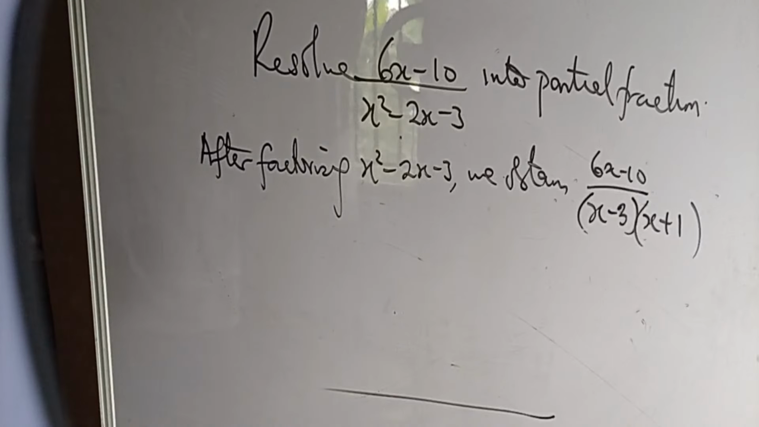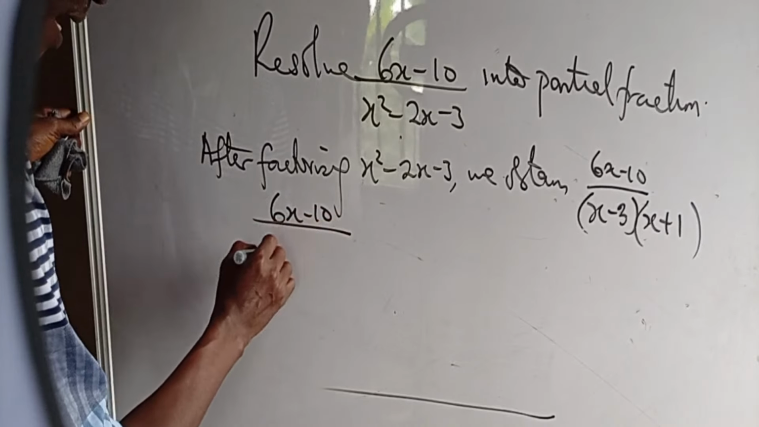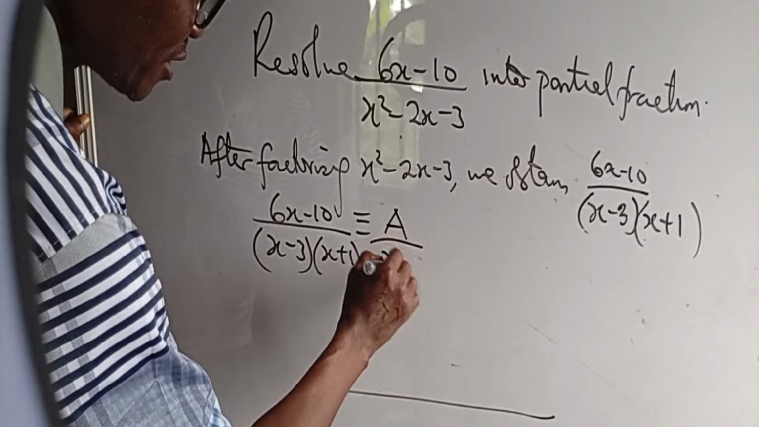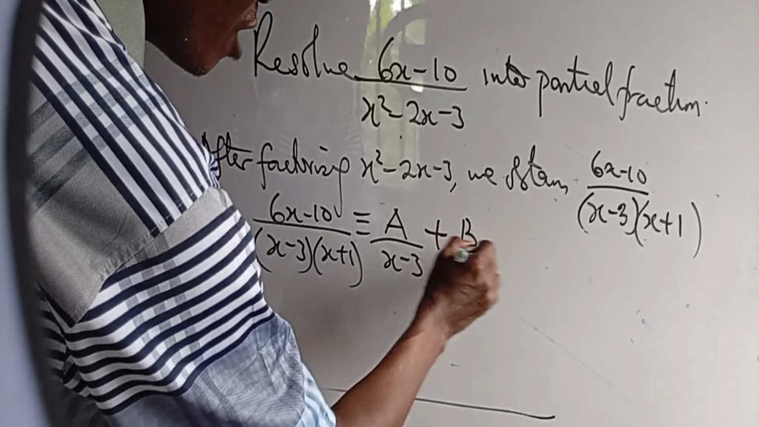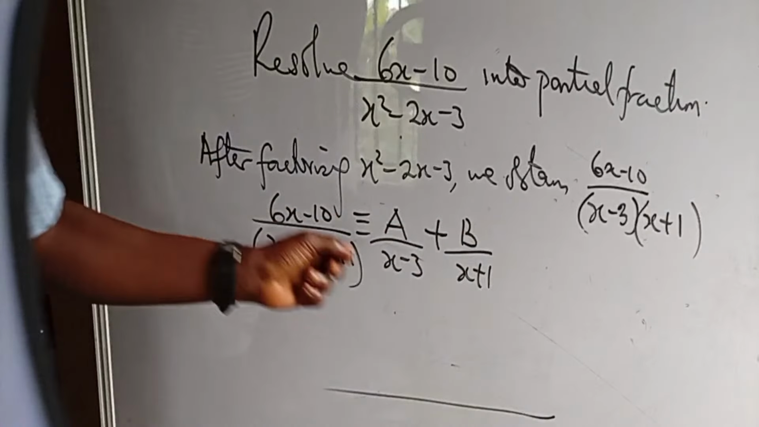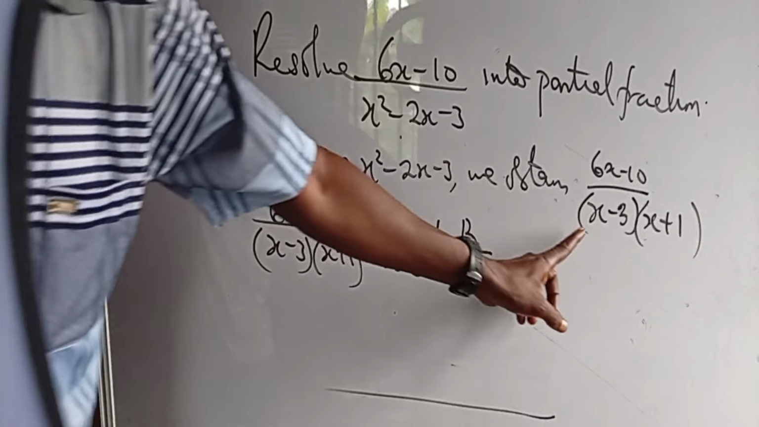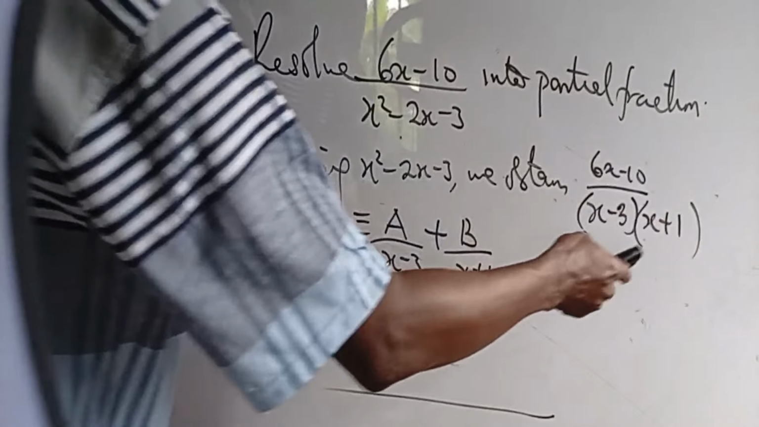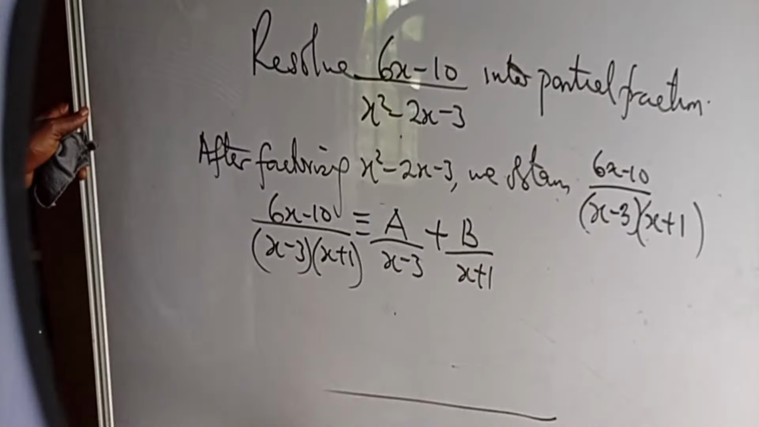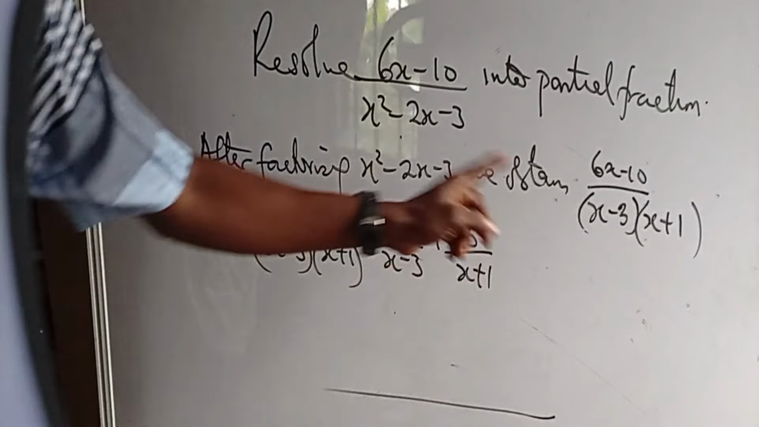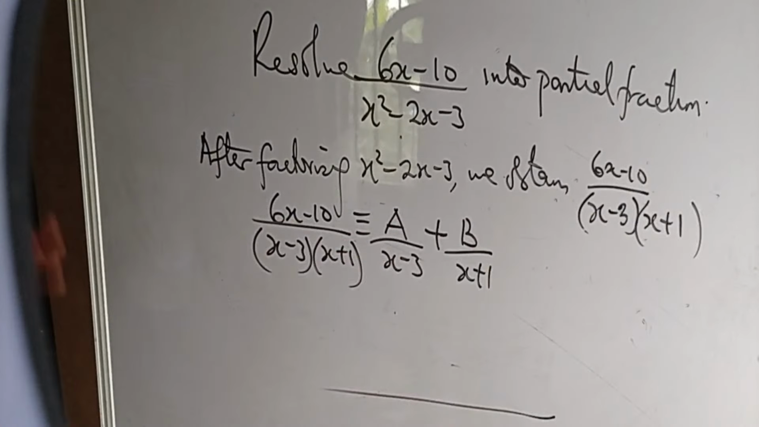So invariably, you're going to have 6x minus 10 all over x minus 3 into x plus 1 equivalent to A all over x minus 3 plus B all over x plus 1. You may be asking me, wow, how did I get A and B? Fine. A and B are the constants that will now stand as the numerator for this pair of linear factors. Don't get it wrong. In your own case, you might have 6x minus 10 all over x plus 1 before x minus 3. If you write x plus 1 before x minus 3, you are still correct. That means A will be over x plus 1, then B will be over x minus 3. So the arrangements could be different, but what is important is for you to get the value of the constants A and B. Please, are we together?